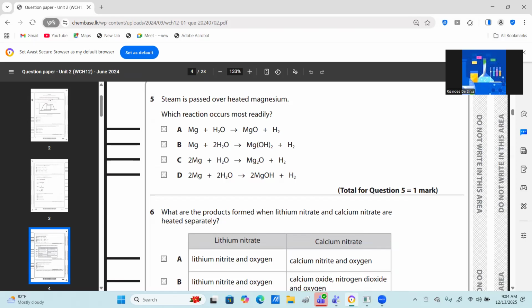Therefore, D will have the highest boiling temperature. This one is direct theory, children. When steam is passed over heated magnesium, you get the corresponding metal oxide. So the correct answer is A, and hydrogen.